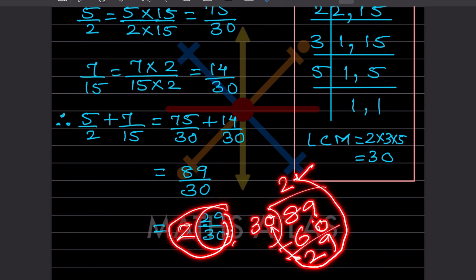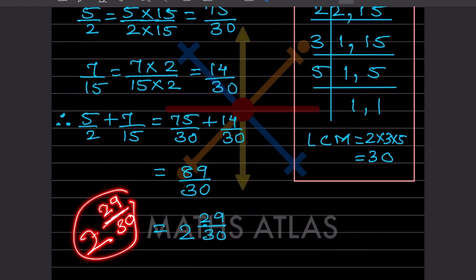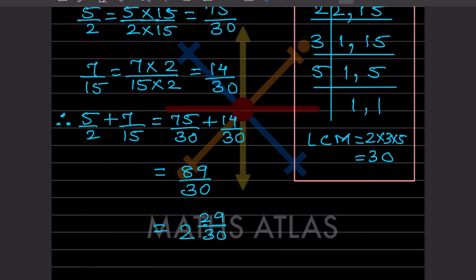And when you are writing this number, be careful. Don't write it like this, because it looks like 229 by 30. So write the 2, the whole number, over here, and the 29 should be a little up, and the 30 below it, with the center of the fraction aligned here. It should be written like this.